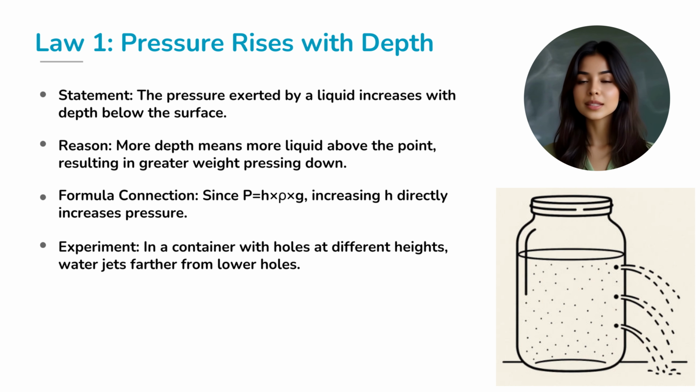You can even try this at home. Poke holes at different heights in a plastic bottle, and you'll see that water from the bottom hole jets out the farthest. As you can see in the diagram, the pressure arrows increase in size as we move deeper.